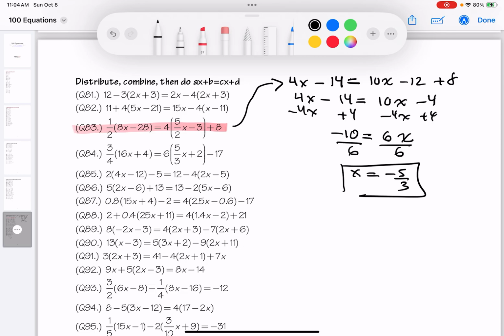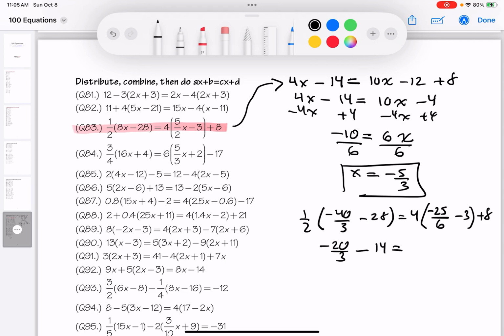I think you're probably not going to check this. You get 1/2. And you're going to get 8 times minus 5 thirds, which is minus 40 thirds. And then minus 28. And then you can get 4. 5 halves times minus 5 thirds is going to be minus 25, and 2 times 3 is 6. And then you get minus 3, and then plus 8. It looks kind of nasty, doesn't it? Let's write this down. We're going to do it in stages, but I'm actually going to distribute. So it's going to be minus 20 thirds minus 14.